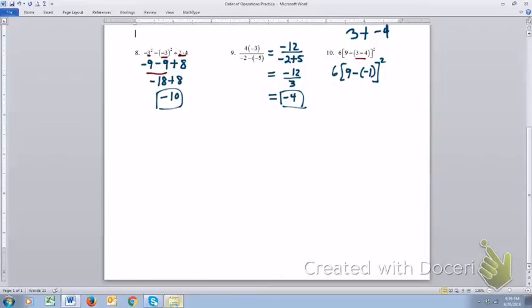And don't forget your squared. So this becomes 9 plus 1. So we're going to have 10 squared. Don't forget to apply the exponent first. You're going to get 6 times 100, which is 600. And that will do it for this video.